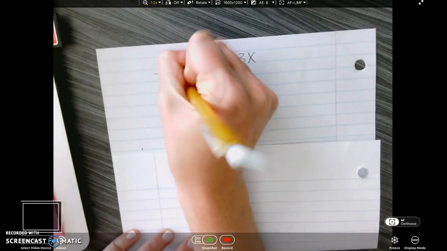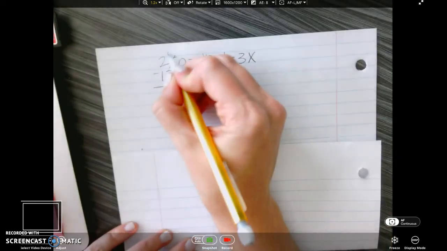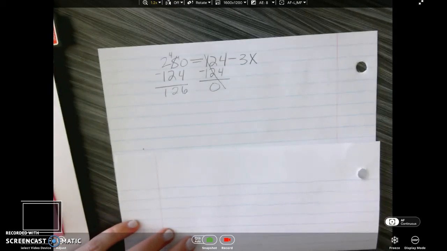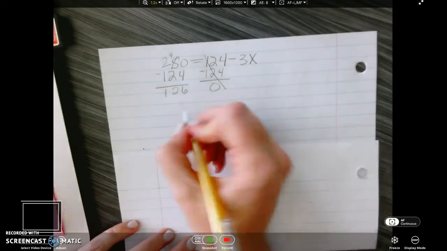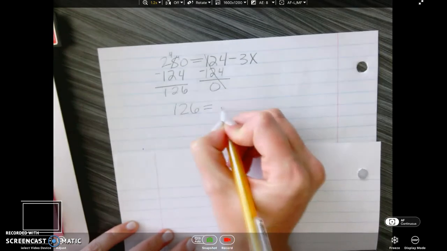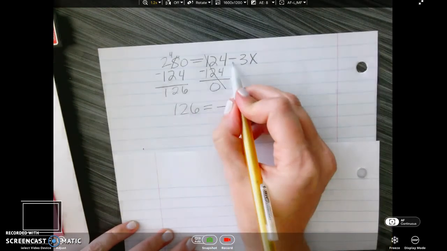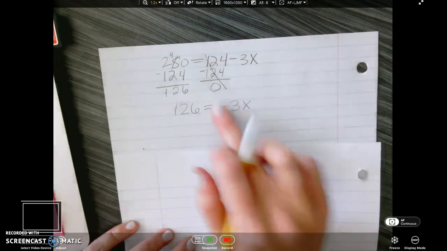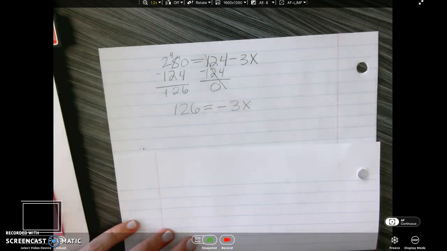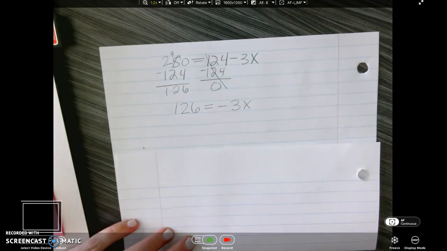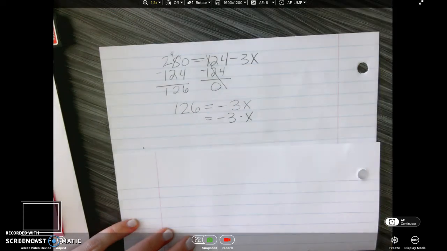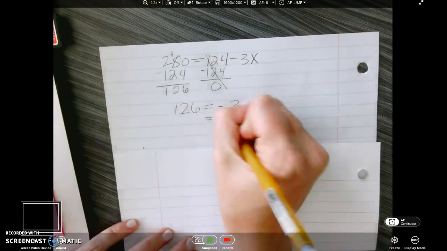Then I need to come over to the left and do the same thing. So now I'm going to subtract 250 minus 124, and I will get 126. So now my equation is 126 equals negative 3x, so I need to keep that minus in front. So now I have a single step equation. So now I need to get rid of my negative 3. So now I need to think what operation is happening between my negative 3 and my x. I'm multiplying. So since I'm multiplying negative 3 times x, the opposite of multiplying is going to be dividing.